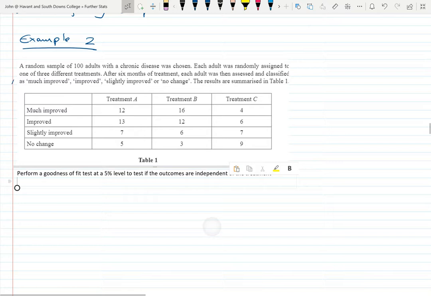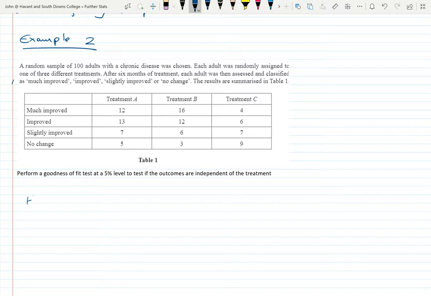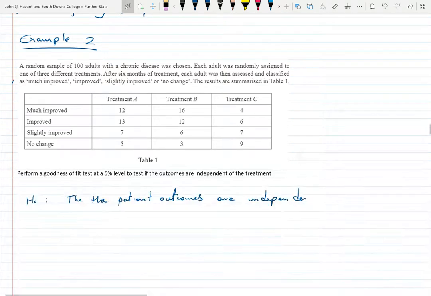Let's set up our hypothesis. First of all, the word independent is used in the wording. I prefer to use the word independent in many cases anyway, rather than association. But here, the null hypothesis is that the patient outcomes, after 6 months each has been assessed, are independent of the treatment.